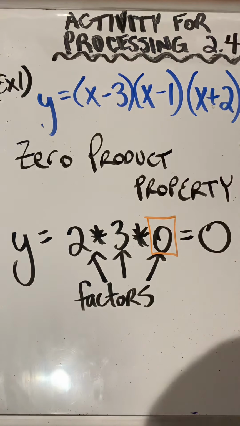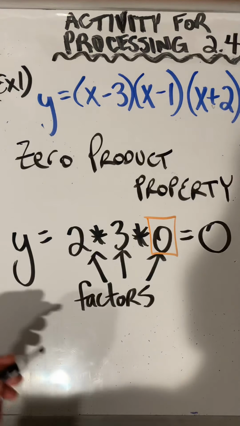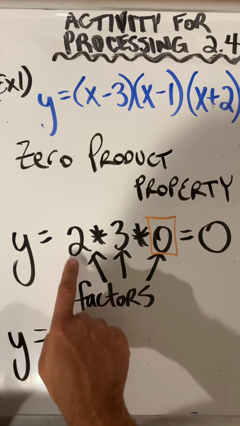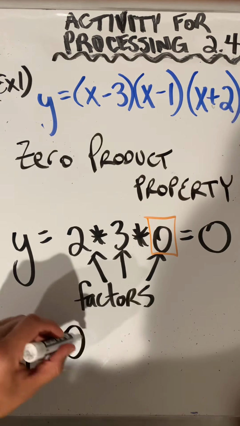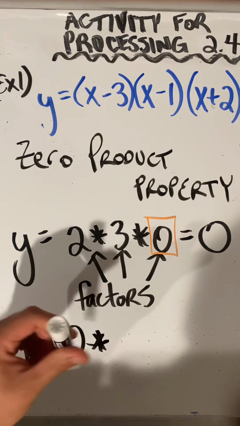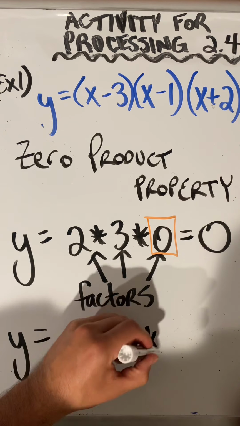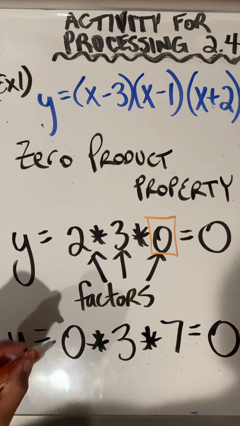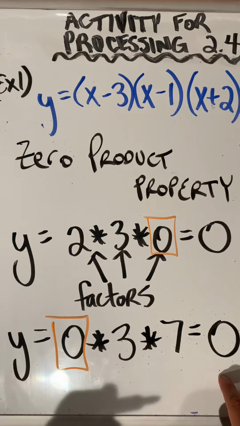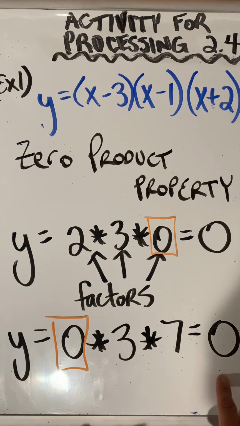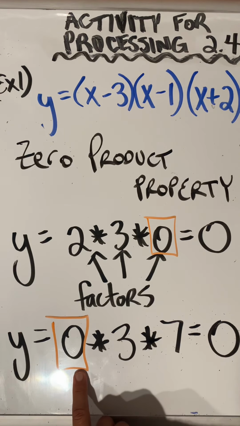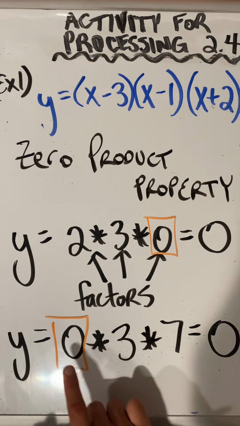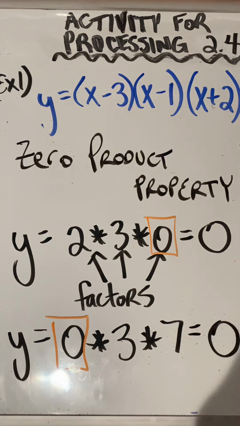Let me show you two more possibilities here. So let's say instead of the first one here, the 2 was a 0 instead. You will notice that you will get a product of 0 because the first factor was 0. Doesn't matter what these are. As long as one of these three is 0, that's what you're going to wind up with.